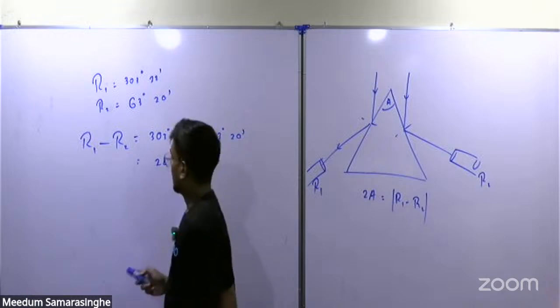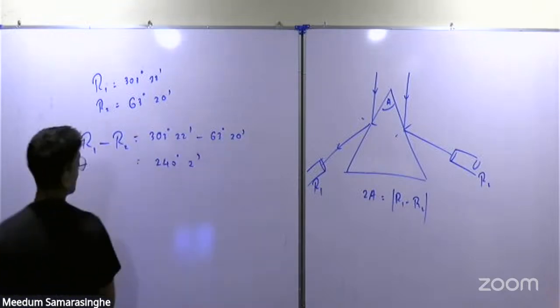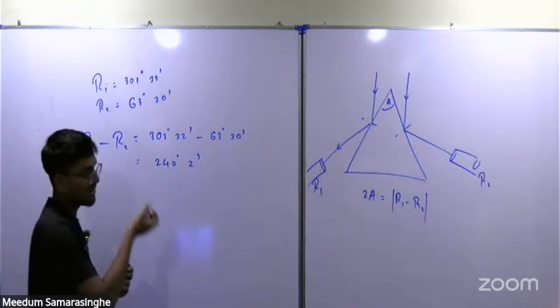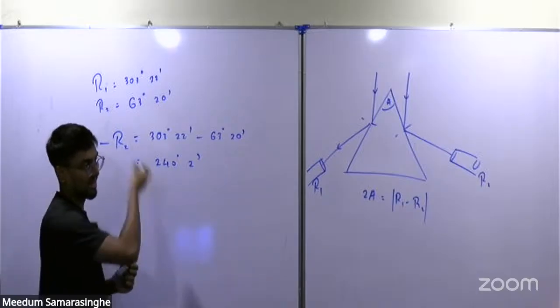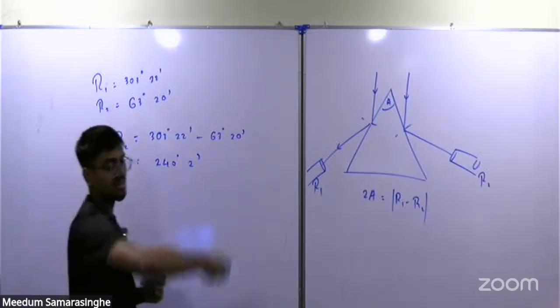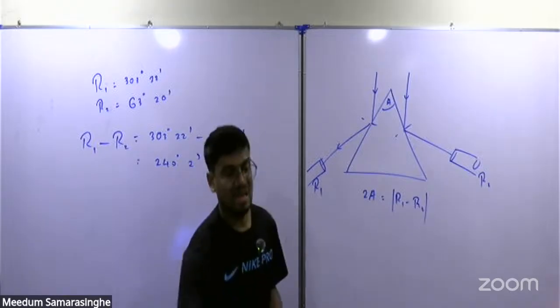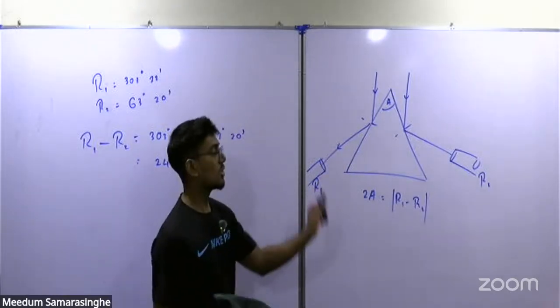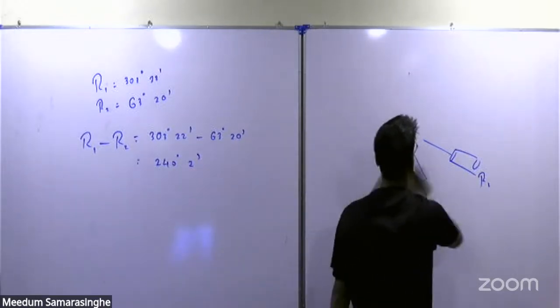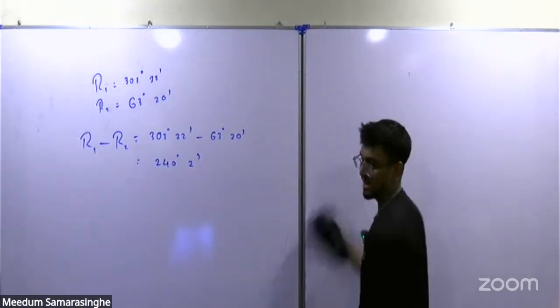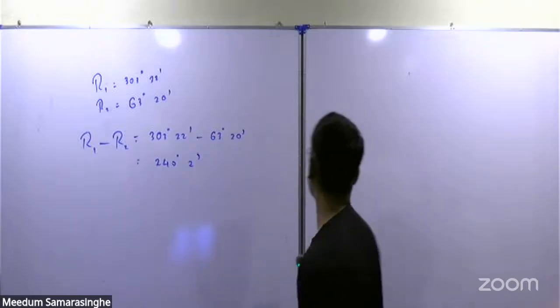Here, what has happened is that when you are taking the reading, the vernier scale has passed through the zero of the main scale. That's why the readings become greater than 180. See, now think.